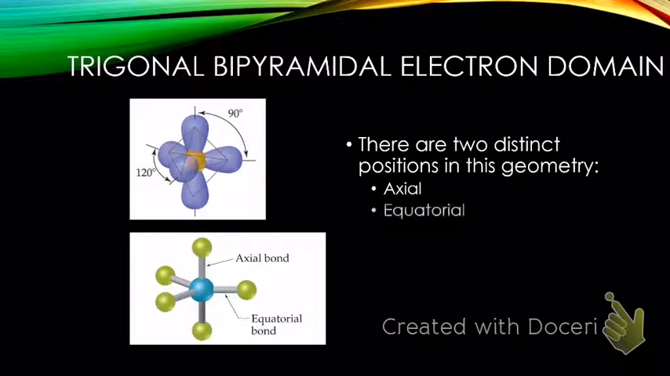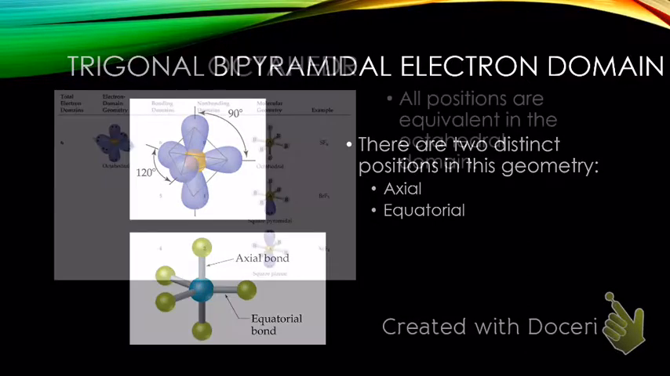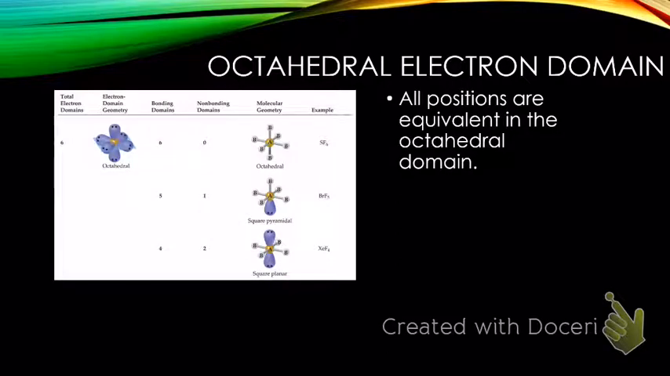Okay, now whenever we have 5 electron domains, then there are 2 distinct positions. That's axial, which goes up and down, and then there's equatorial. Equatorial means there are 3 in the same plane, so they're 120 degrees apart from each other, and axial to equatorial is 90 degrees. Okay, and then the only one here that I want you to pay attention to at this point in time is if you have 6 and they all are bonding, it's called octahedral. And the angle in an octahedral is 90 degrees.